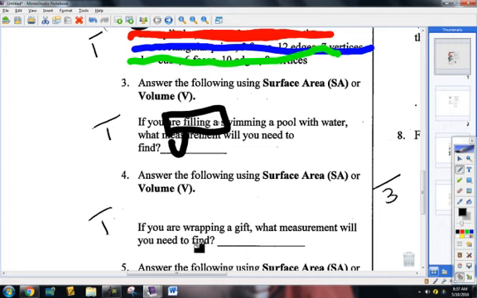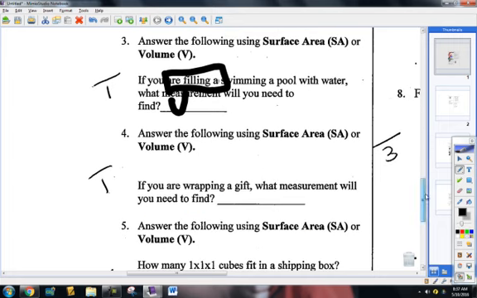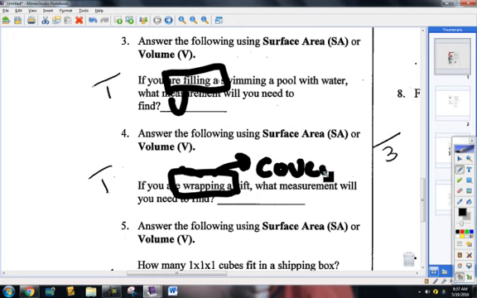Okay, answer the following. If you're wrapping a gift, there's your key word, wrapping. Or what's a synonym of wrapping? Covering. That's always a word. You might want to write that. Cover. Anytime you're covering or you're wrapping something, you're putting something just on the surfaces. We're talking about surface area, right, guys?